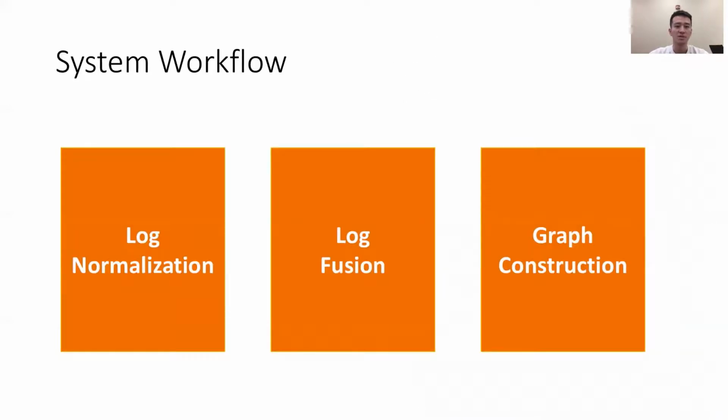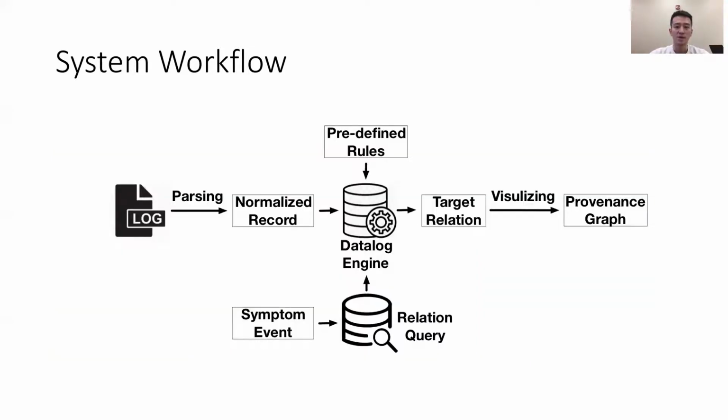This is the system workflow for Alchemist. The workflow is divided into 3 phases: log normalization, log fusion, and graph construction. Specifically, application log and audit log are passed into canonical form. The Datalog engine takes predefined rules, queries, and normalized records to generate target relations. We generate a provenance graph based on the target relations.